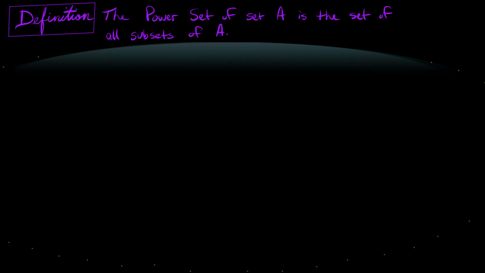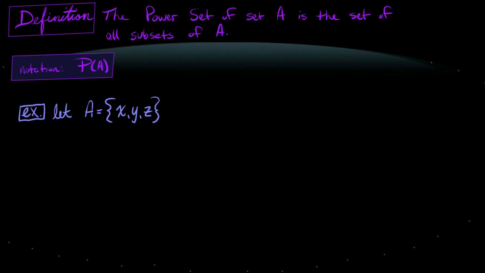So a definition. The power set of a set A is the set of all subsets of A. So this is where we start to grow sets quite a bit, and they start to get larger and larger. Our notation for a power set is going to be the scripted P of A. So that means power set of A.